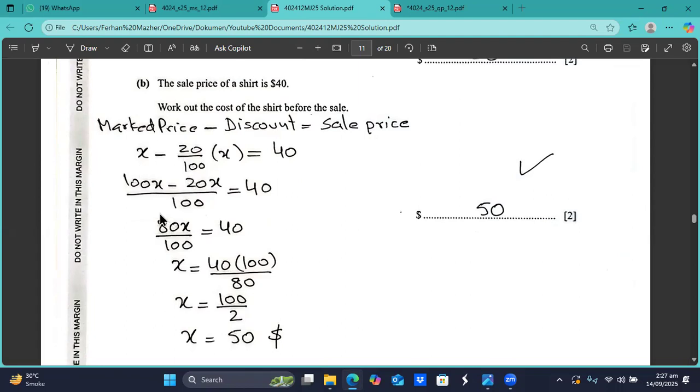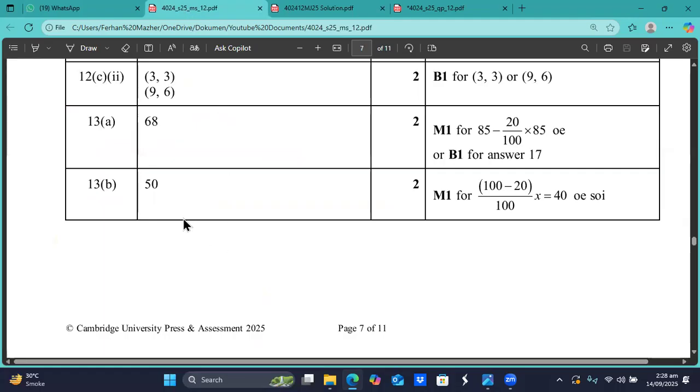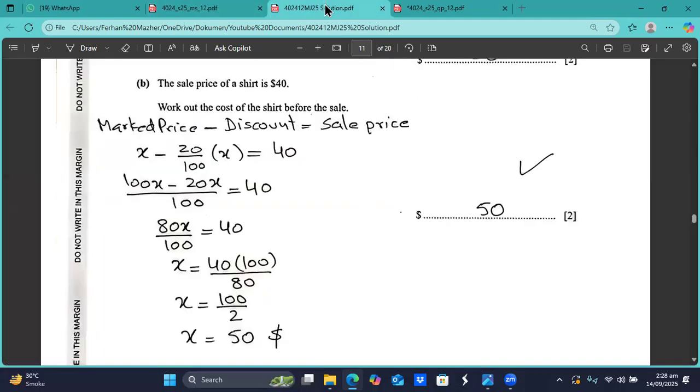So take LCM here, 100X minus 20X divided by 100 is equal to 40. 80X divided by 100 equals 40. X will be equal to 40 into 100 divided by 80. So X will be equal to 100 by 2. That's 50. So the mark price, or before the sale, the price was $50. This is a question on the reverse percentage. So let's check the answer. The answer is correct. So this is how this question is done.